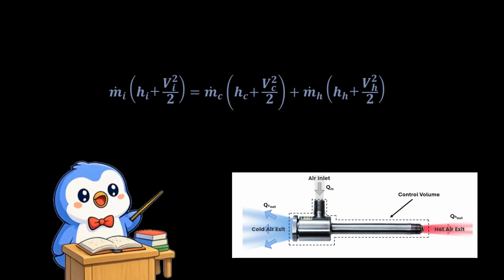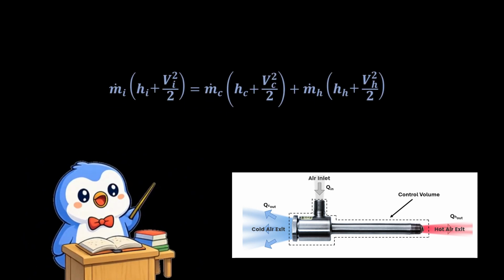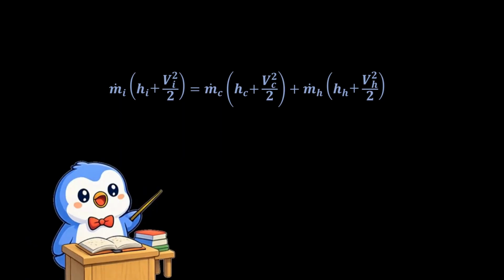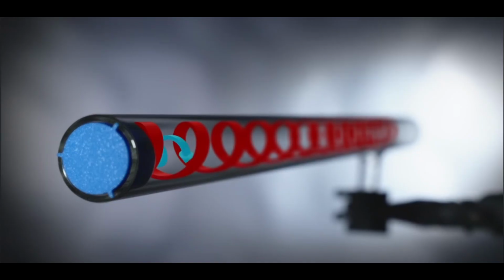This is one of the most important equations in the analysis. It tells us that the energy coming in with the inlet air is equal to the energy leaving with the hot and cold outlet streams. So again, the vortex tube is not creating energy. It is redistributing it.